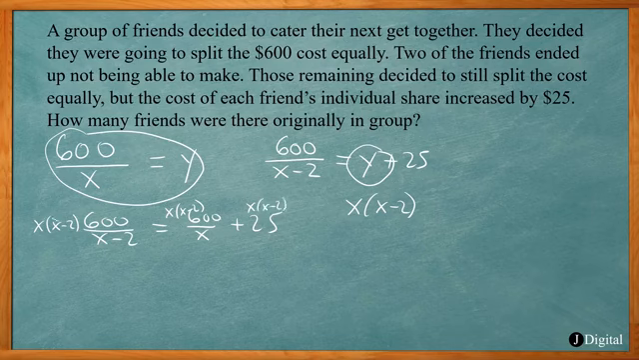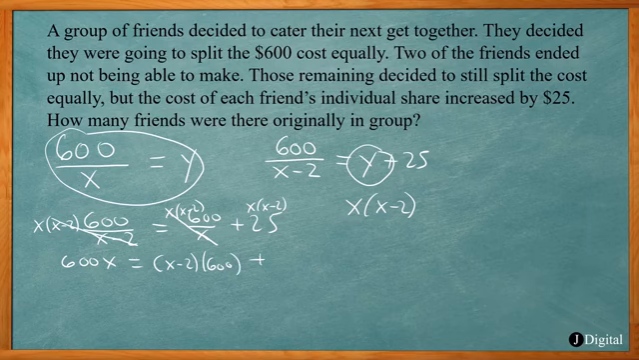This first one, x minus 2, is going to cancel out. It's going to be 600x. Over here, the x's cancel out, so that's going to be x minus 2 times 600. And over here, nothing cancels out, so just x times x minus 2 times 25.